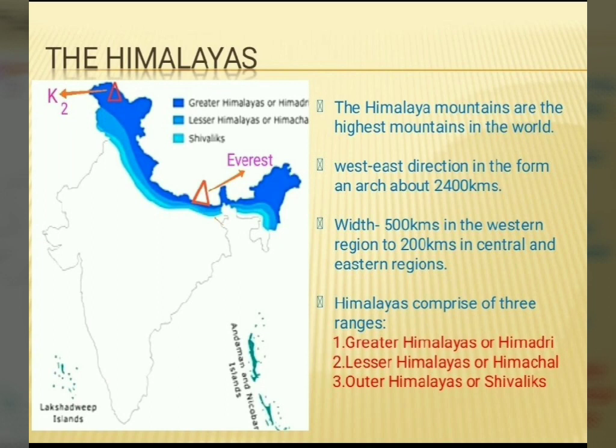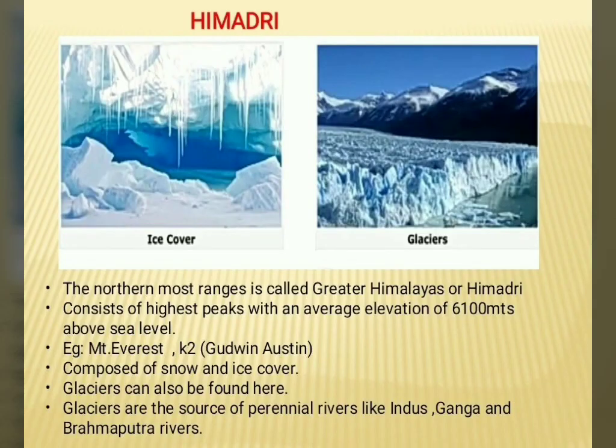Himalayas comprise 3 ranges: Greater Himalayas or Himadri, Lesser Himalayas or Himachal, Outer Himalayas or Shivaliks. The northernmost range is called Greater Himalayas or Himadri.